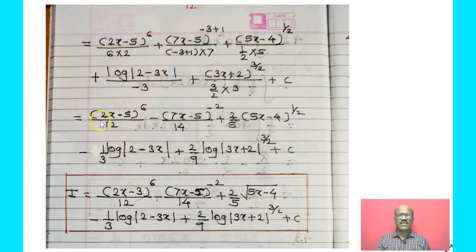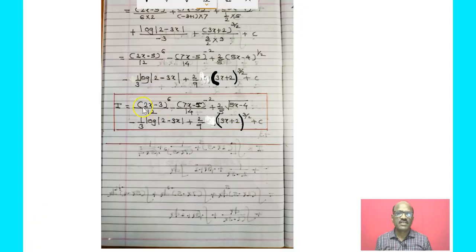Now simplify this, then you will get (2x minus 5) raised to 6 upon 12, minus in bracket (7x minus 5) raised to minus 2 upon 14, plus 2 by 5 (5x minus 4) raised to 1 upon 2, minus 1 by 3 log of mod of (2 minus 3x), plus 2 upon 9 log of... Therefore its integral becomes (2x minus 5) raised to 6 upon 12, minus (7x minus 5) raised to minus 2 upon 14, plus 2 by 5 in root of (5x minus 4), minus 1 upon 3 log of mod of (2 minus 3x), plus 2 upon 9 and in bracket, that is (3x plus 2) raised to 3 by 2, plus c.